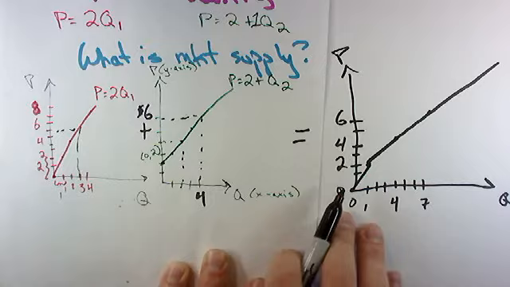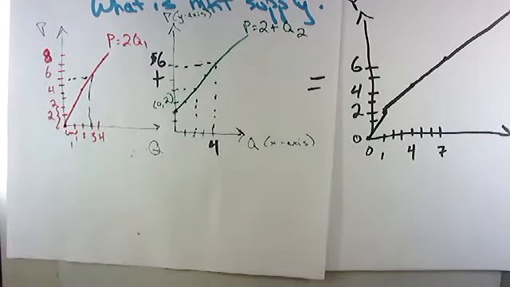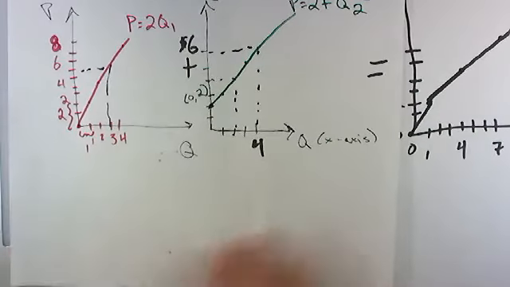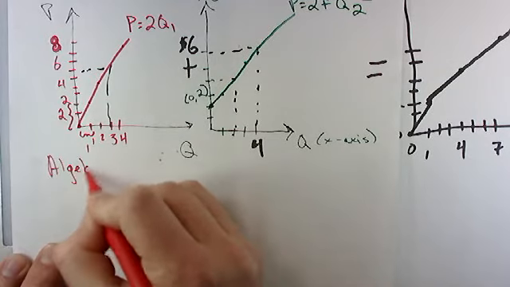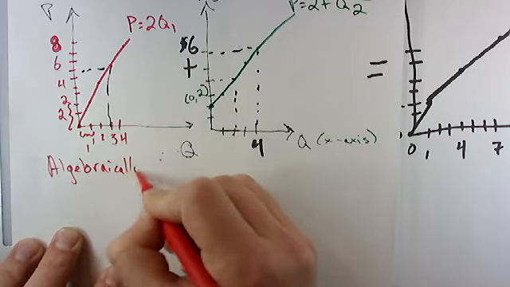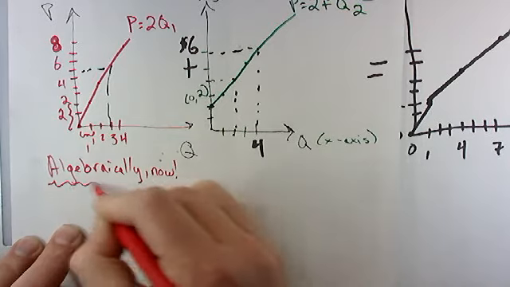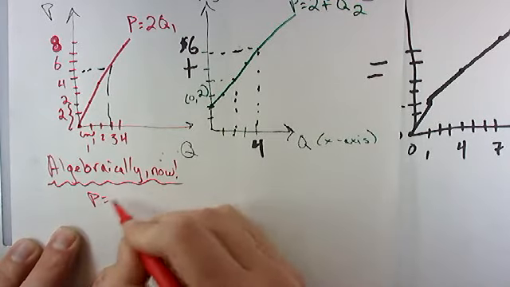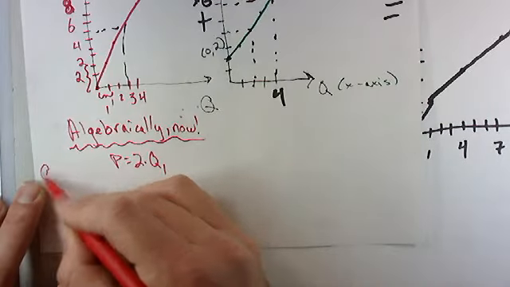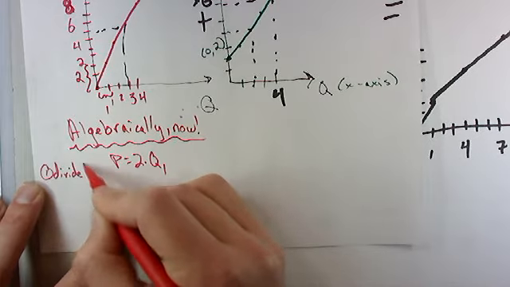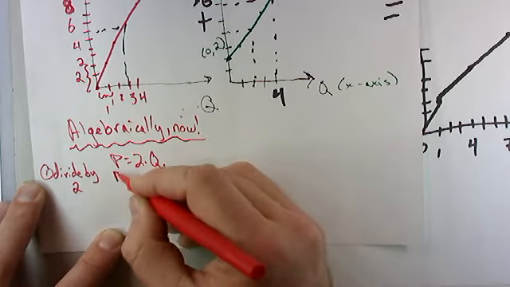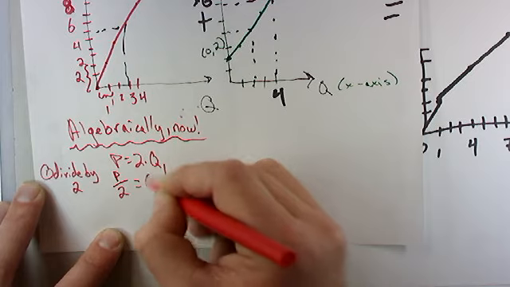Well, I'm glad that you asked. So the first thing that we're going to do is take this P equals 2Q. Let's zoom in a little bit. This is algebraic. Algebraically now. So we're going to take P equals 2 times Q1, and divide both sides by 2, so we end up with P over 2 is equal to Q1.